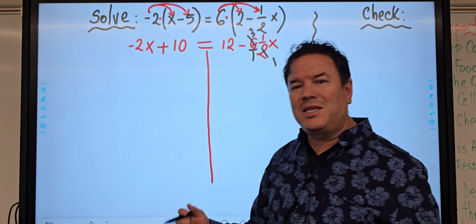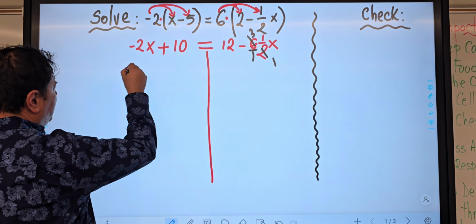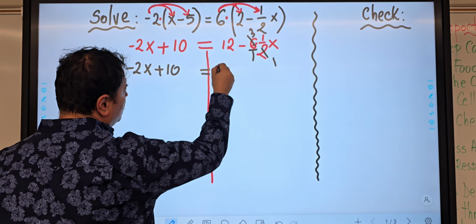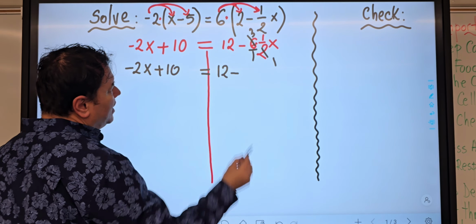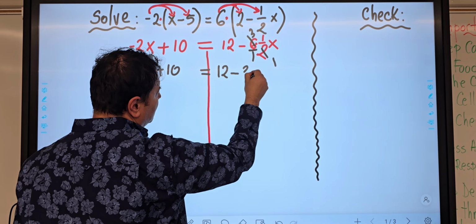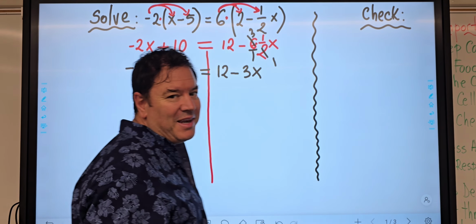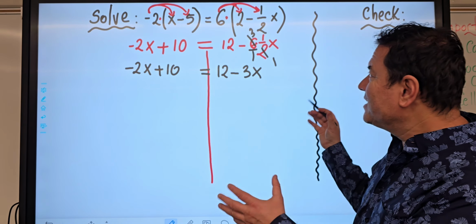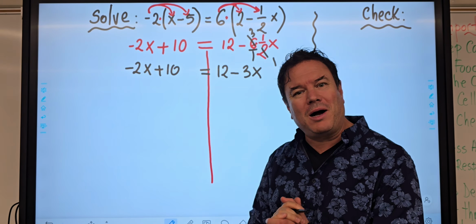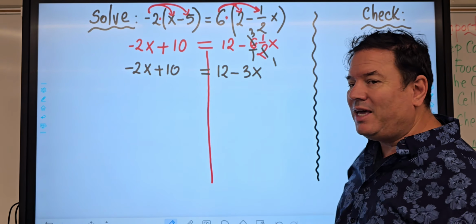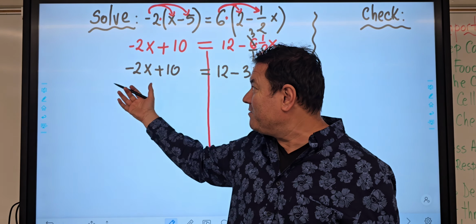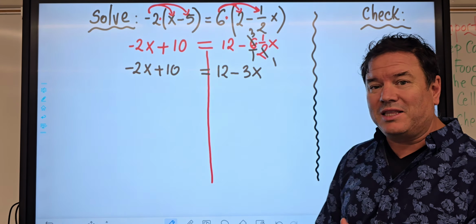Let's rewrite the entire equation. Let's keep the first portion the same thing. Negative 2x plus 10 equals 12 minus, and now we don't have the 6 anymore, we have the 3. 3 times 1 becomes 3, and don't forget the x, minus 3x. And now we see that the equation is a lot simpler. If you look at the top here, the equation seems a little bit more complicated, but now the equation it's a lot simpler. However, we still have variables on this side of the equation and we have variables on the other side of the equation.